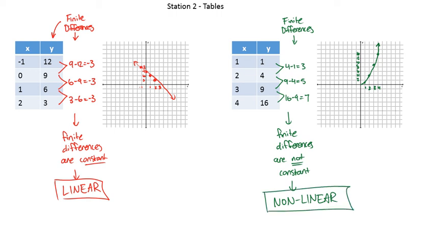So the key thing to identify whether a relationship is linear or non-linear when you're looking at a table of values is to look for the finite differences.